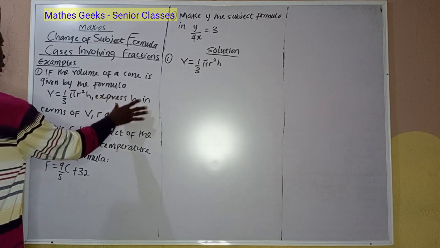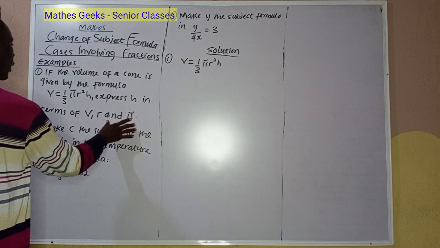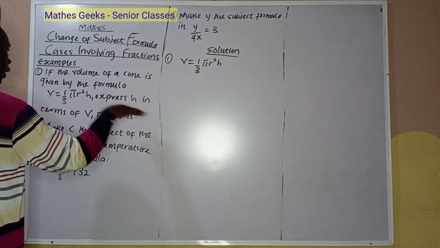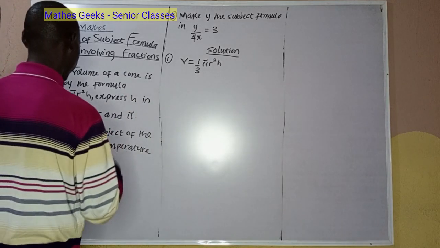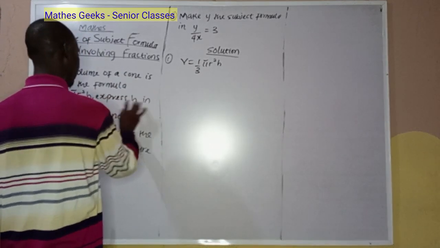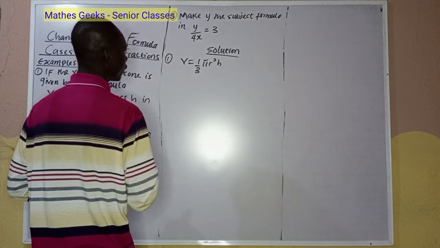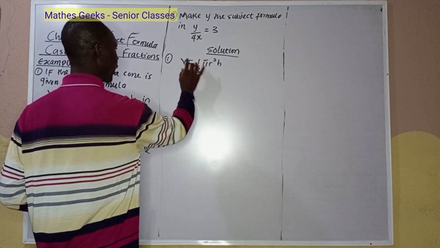Whenever you see a sentence in this form, express h in terms of v, r, and pi, the letter you are going to express in terms of other letters is going to be the subject of the formula. So express h means make h the subject formula. So how do we do that? This is a fraction because everything here is related to 3 by division.